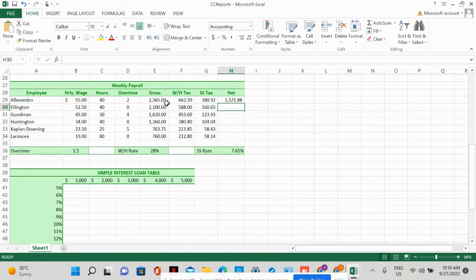The gross pay was 2365, and after taxes and withholding taxes, the net pay is 1521.88. So drag it and fill the rest of the cells with the fill handle.